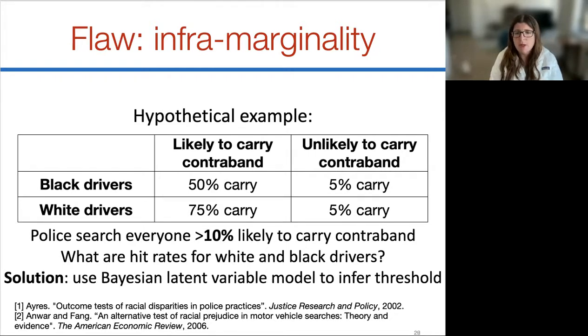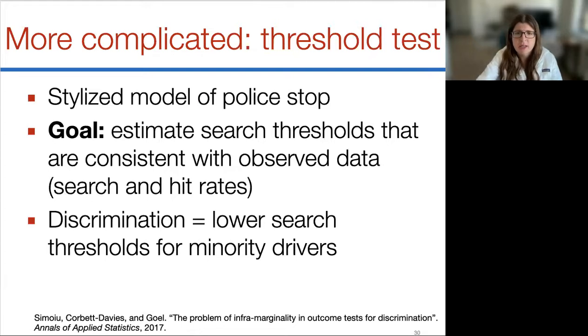And so the solution that's been proposed is to use a Bayesian latent variable model to attempt to infer this threshold. And so I'll describe that model to you now. This is what's called a threshold test. It proposes a stylized model of a police stop, so it doesn't aim to capture every feature of the stop, as no statistical model can, right? But hopefully enough of the features to give you a realistic inference. In particular, the goal of the model is to estimate these search thresholds in a way which is consistent with the observed data, namely the search rates and the hit rates. And discrimination under this model is if lower search thresholds are being applied in searches of minority drivers. So, if the police are searching Black drivers when they're only 10% likely, but white drivers only when they're 30%.